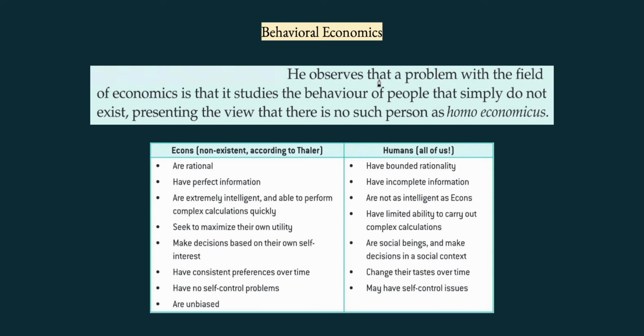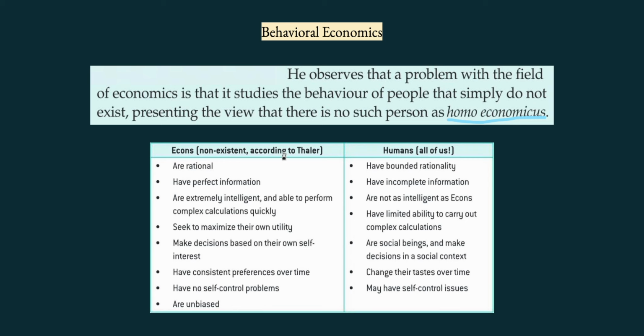So to begin, an economist observed that a problem with the field of economics is that it studies the behavior of people that simply do not exist. The people who fall into that Homo economicus category literally don't exist because it's impossible to meet all those assumptions, because most of the assumptions, and our access to knowledge of producers, for example, are out of our control. We cannot control that, so therefore we cannot meet those assumptions. And to fix these assumptions, he started presenting the view that there is no such person as Homo economicus. And instead, he compared each of the points of econs to humans, okay, and why there's a difference between them.